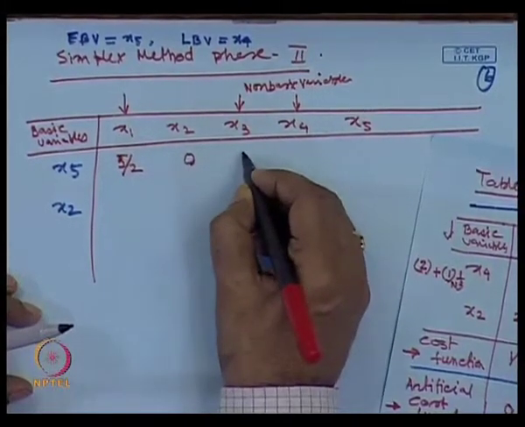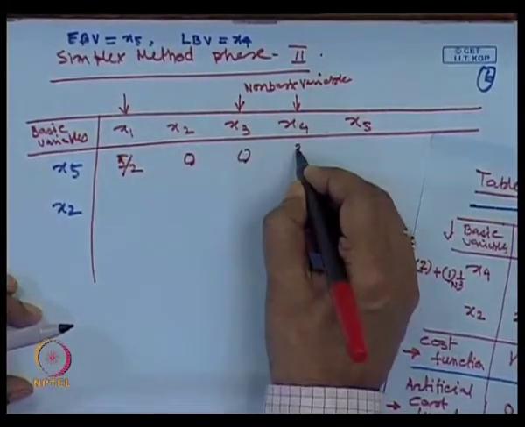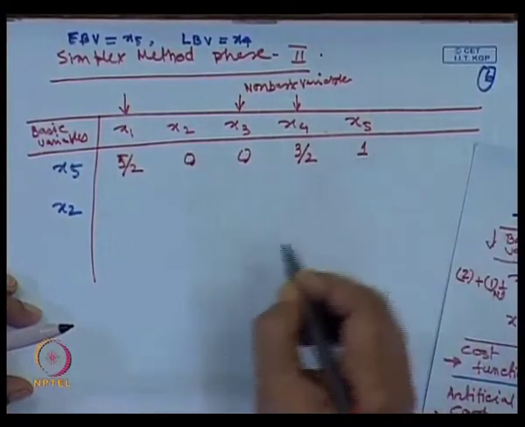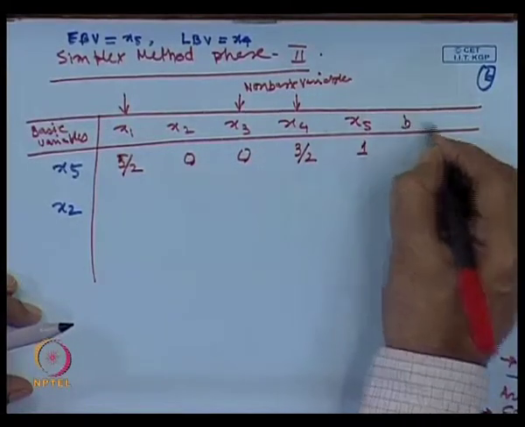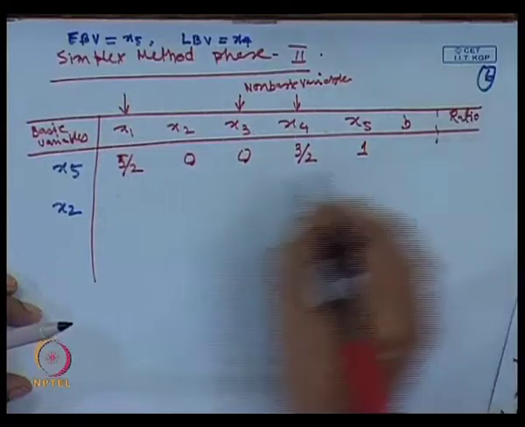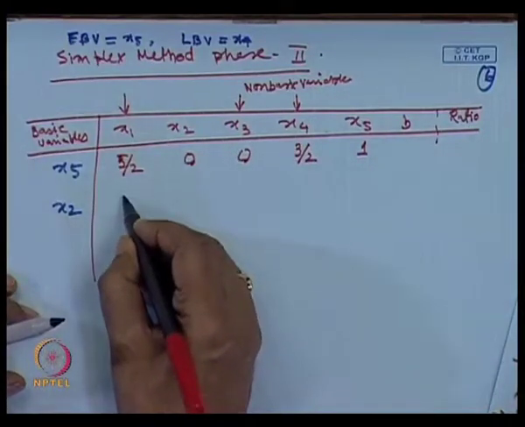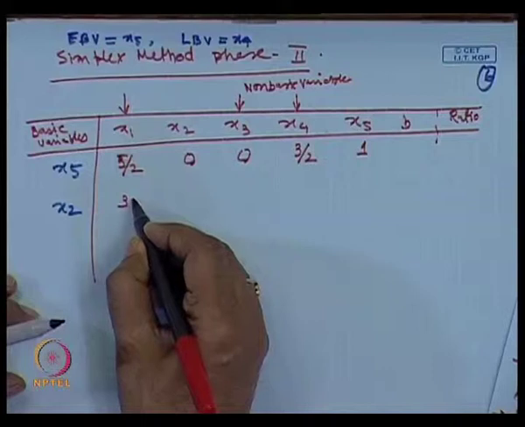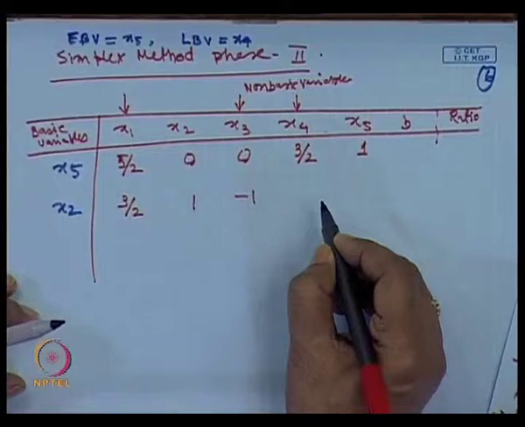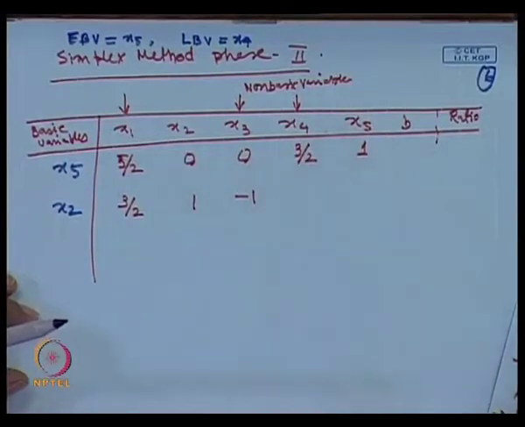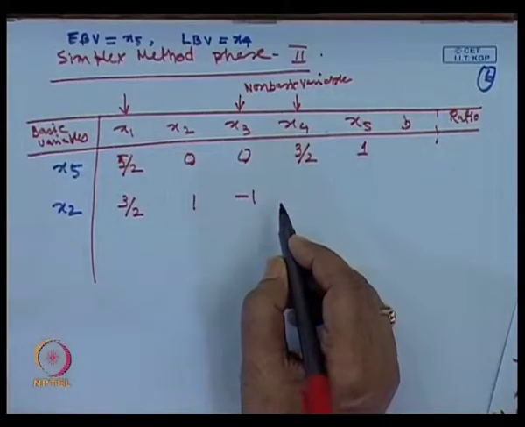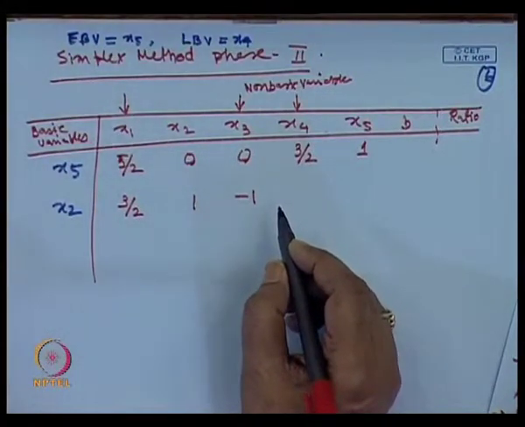0, 0, 3 by 2, 1, and B and ratio, 3 by 2, 1, minus 1. Just a minute.